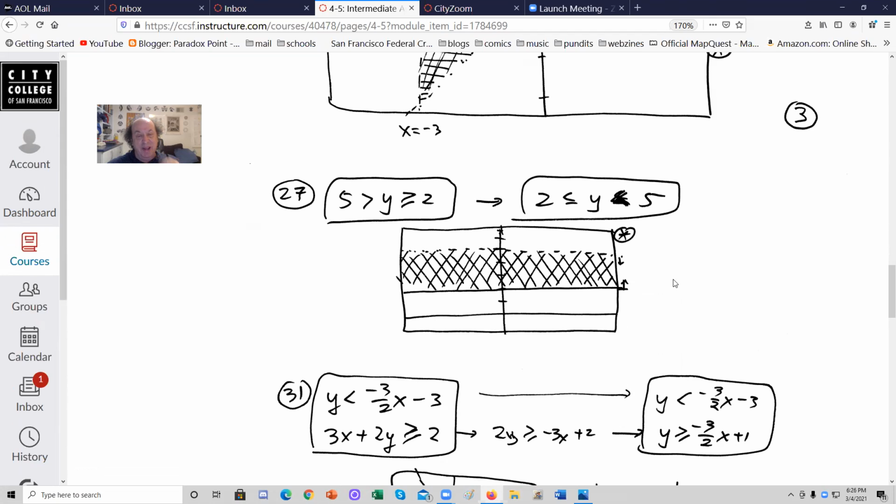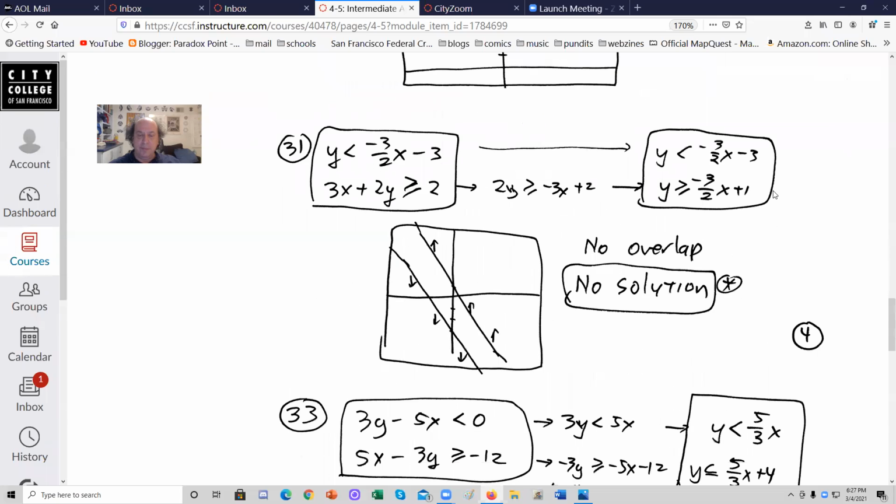Here we have 5 greater than y greater than or equal to 2. I'll rewrite that as 2 less than or equal to y, y less than 5. Well, here's the y equals 2 line, color above that, and include it because it's a less than or equal. Here's the y equals 5 line, color below that and make it dotted because it's a less than. So below this line and above this line is this horizontal stripe.